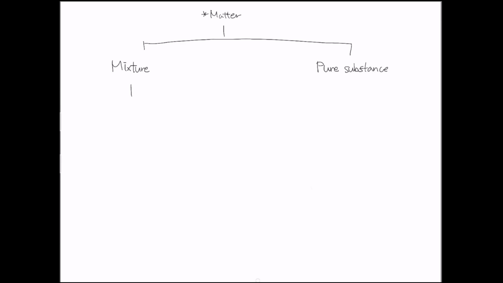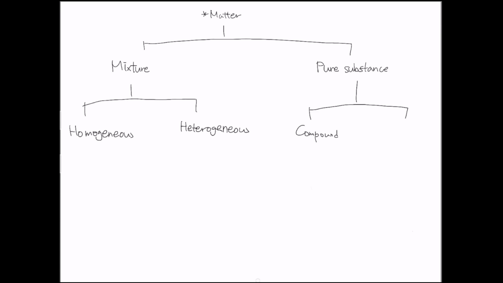For the mixture, we also have 2 different types: one is homogeneous mixture, the other one is heterogeneous mixture. And for the pure substances, we have a compound and element, okay? So let's talk about mixture first. As you can probably guess, mixture is something that is mixed together, okay? If there's no layer, if you cannot tell what's in there, then that's homogeneous mixture.